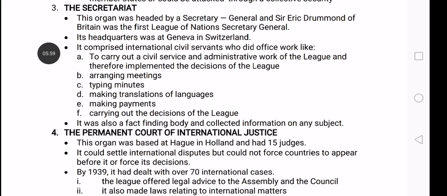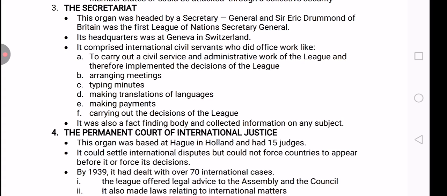It comprised international civil servants who did office work. These were civil servants who did different government jobs. Its first job was to carry out the civil service and administrative work of the League, and therefore implemented the decisions of the League. Administrative work like secretaries, that's administration.